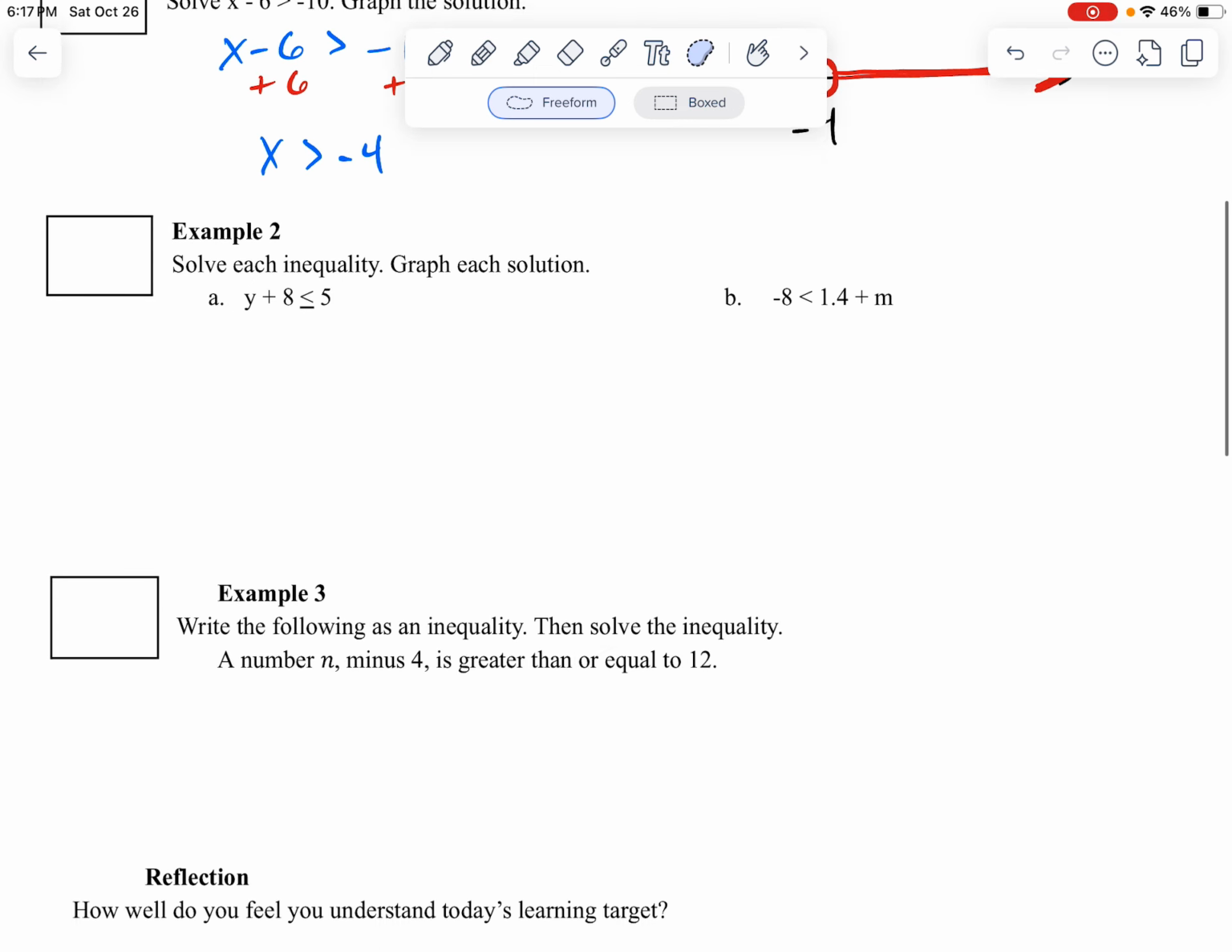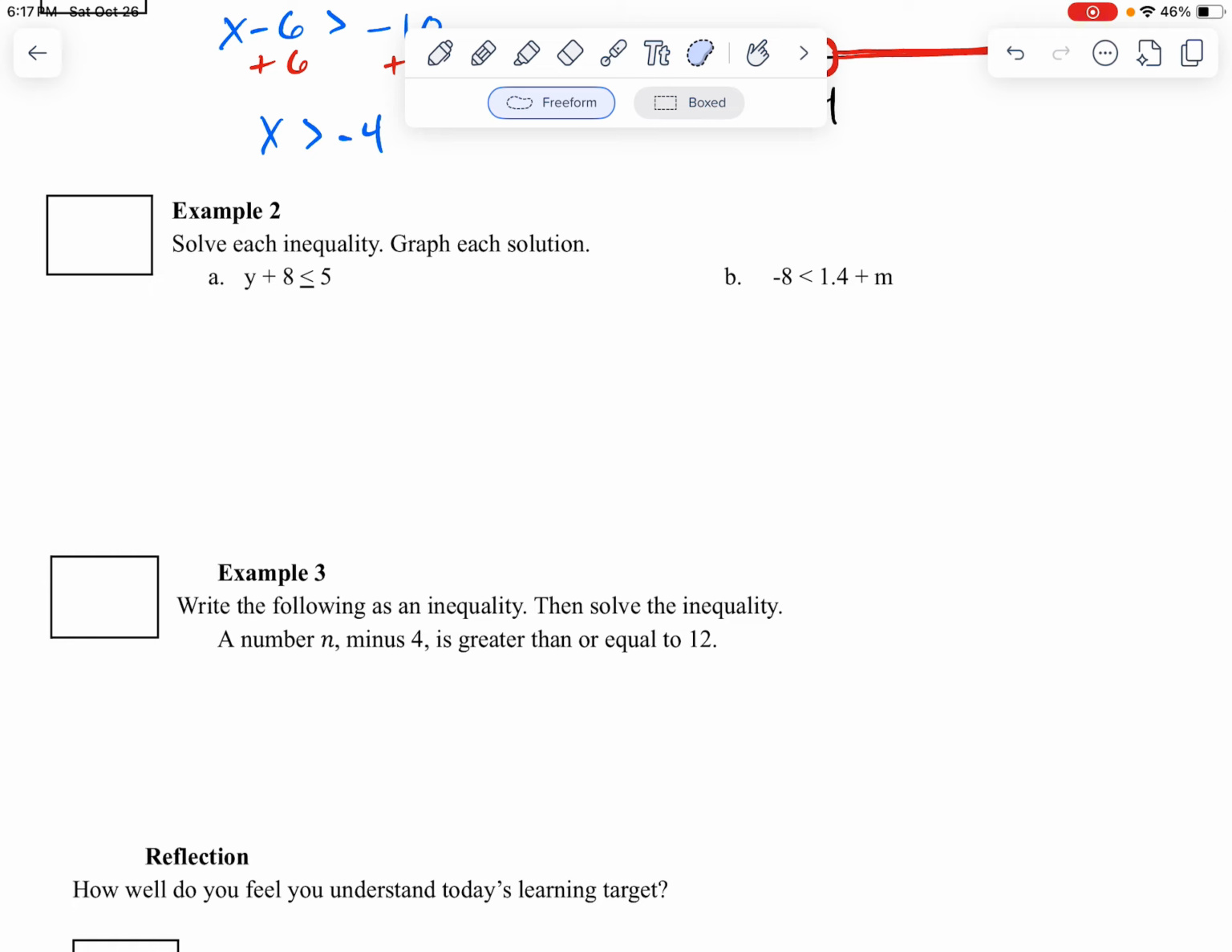Okay, moving on. We're going to move a little bit more quickly now that we got some of those basic ideas out of the way. So example 2a, I've got y plus 8 less than or equal to 5. Again, my goal is always to get that y by itself. And so I'm going to do the inverse here. I'm going to subtract 8 from both sides. Y is less than or equal to 5 minus 8 is -3.